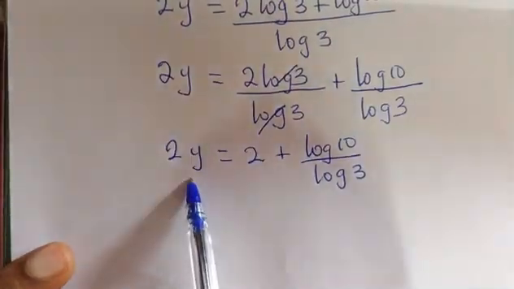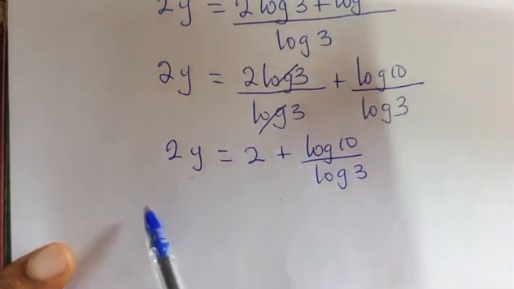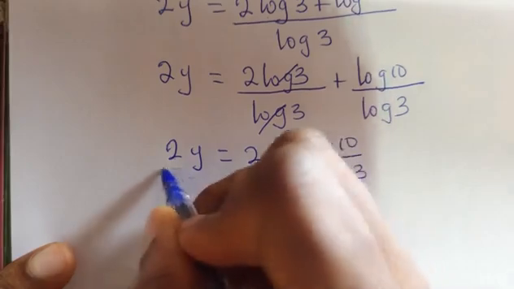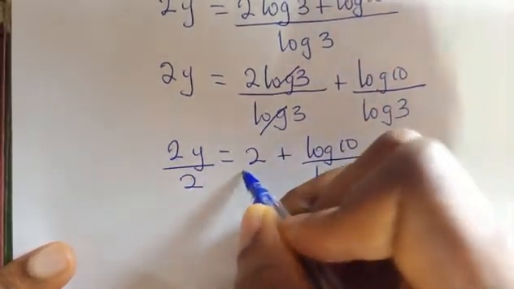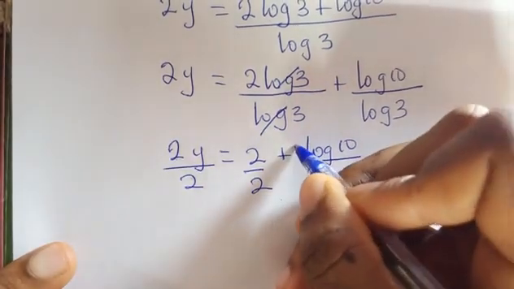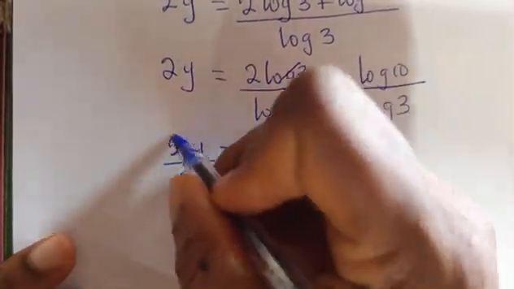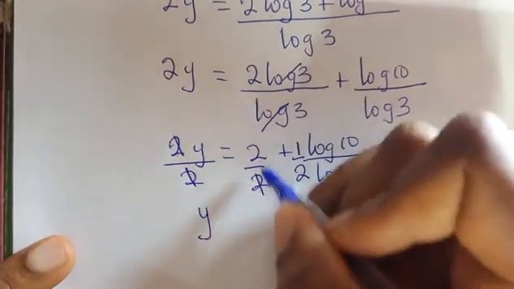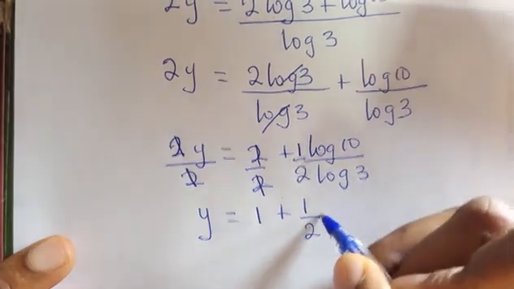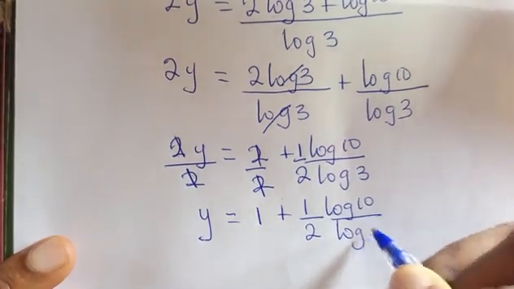Now we want to make y the subject of the formula here. So for us to have only y left here, we have to divide the two sides of this equation by 2. When we divide this by 2, we are going to have 1 over 2 here. So 2 cancels 2, we have y. 2 cancels 2, we are left with 1 plus 1 over 2 log 10 all over log 3.